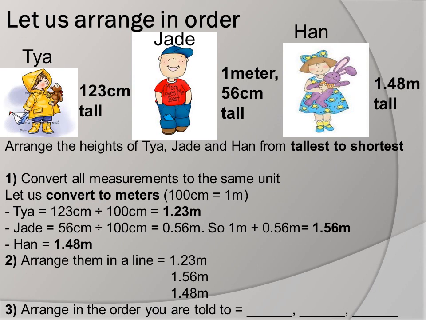If you got it right, thumbs up. But if you did not, try to do it again, okay? Settle down, listen again, and try to understand better. The answers are 1.56 meters, Jade is tallest. 1.48 meters, that's followed by Han. And the last one, 1.23 meters, Tyre. Okay? All right, let's go to the next one.